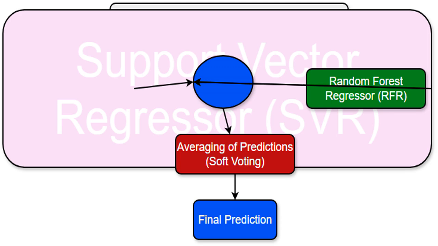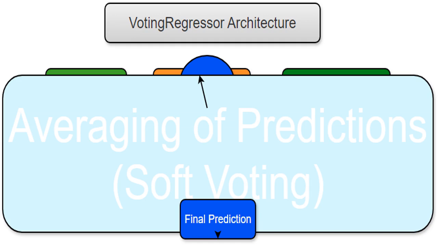Think of it like this. If the models predict 10, 12, and 15, my VotingRegressor predicts (10 + 12 + 15) / 3 = 12.33. This is the final output of the VotingRegressor.